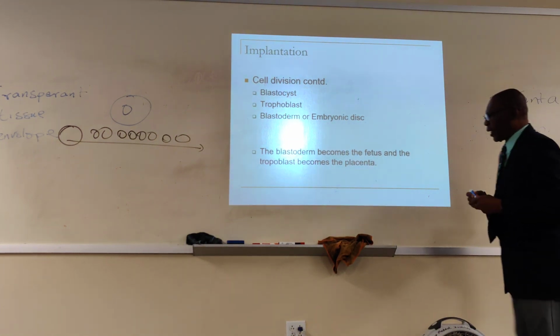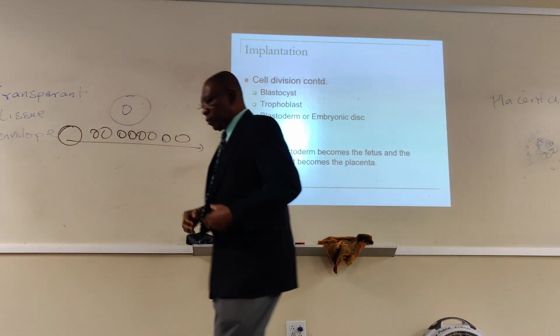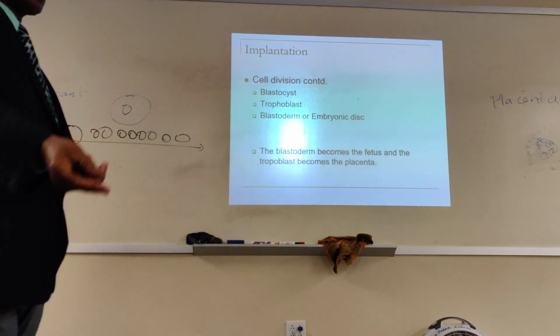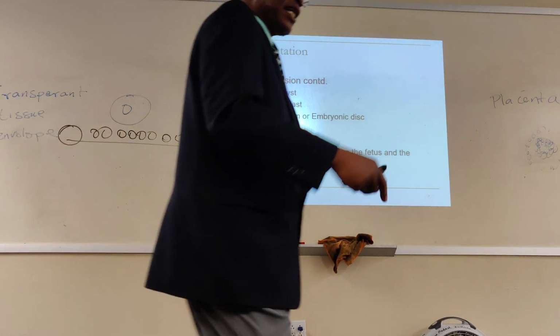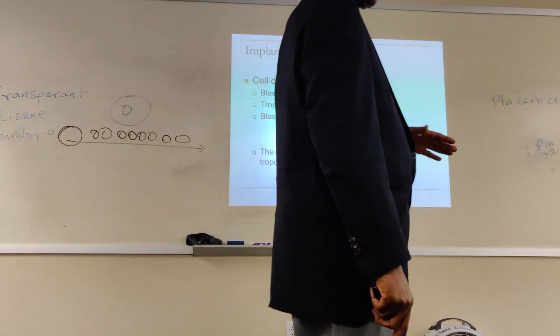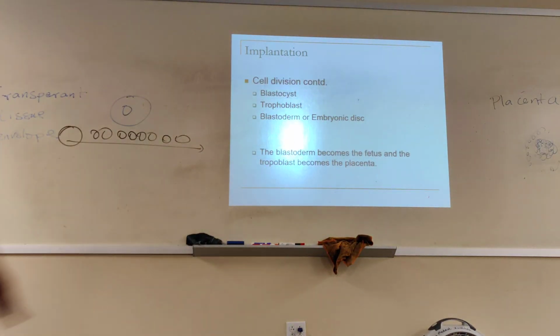Now, the placenta is the organ of respiration for the baby. The baby's lungs do not function in utero. Okay? The placenta is what is responsible for ventilating and oxygenating the baby's blood. And the placenta arises from the trophoblast, whereas the baby will form from the blastoderm.